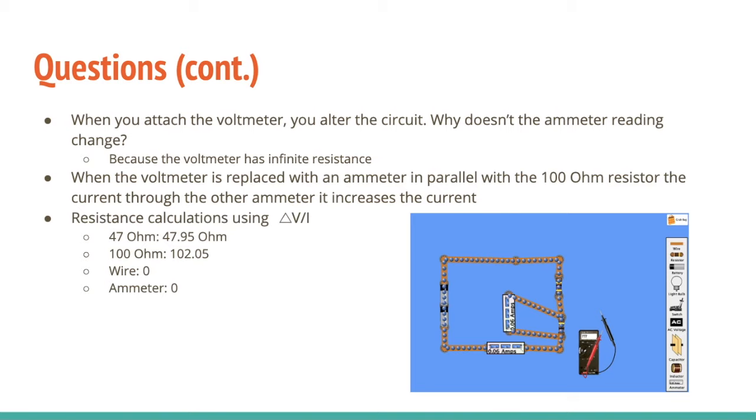So the resistance calculations using delta V over I found that the 47 ohm, with the voltmeter now replaced, is 47.95 ohms. The 100 ohms is now 102.05, and the wire and the ammeter are still 0.